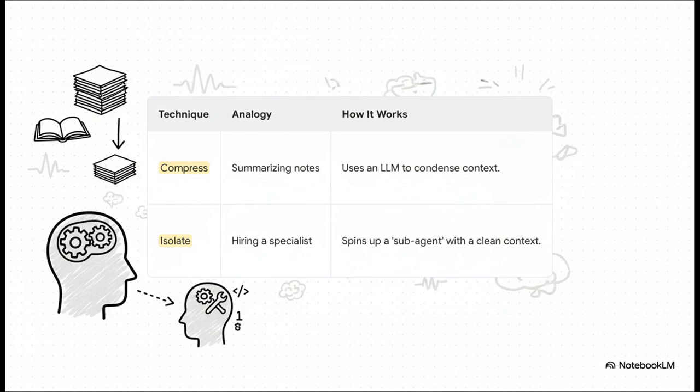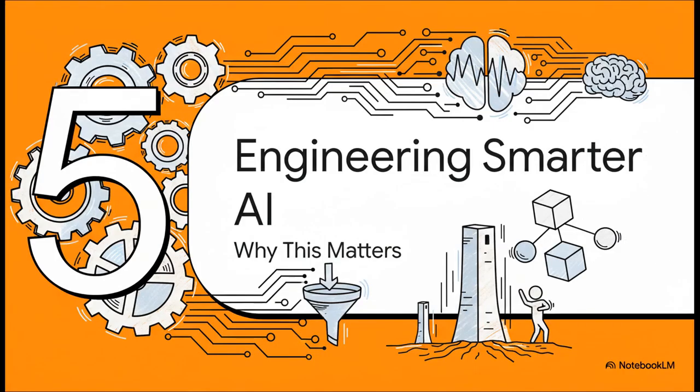So, to recap these two tidying tricks, you've got compression, which is like summarizing all your notes before a big meeting. And then you have isolate, which is great. It's like hiring a specialist. If the AI has to do something really specific, you can just spin up a brand new, temporary sub-agent with a completely clean context window. That way, the main conversation doesn't mess up the task, and the task doesn't clutter up the main chat. It's just clean. Okay, let's tie this all together.